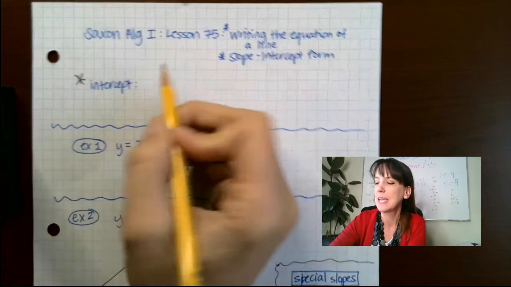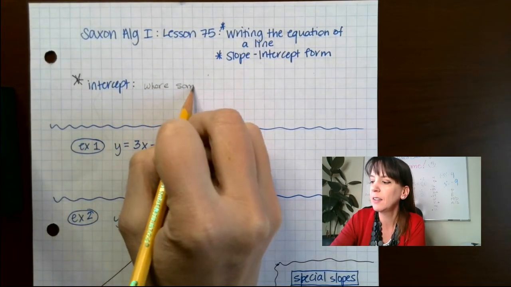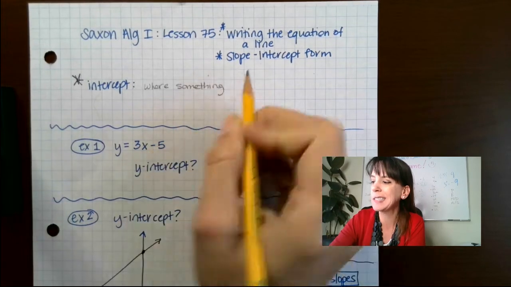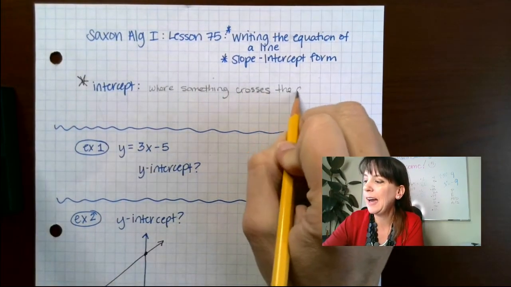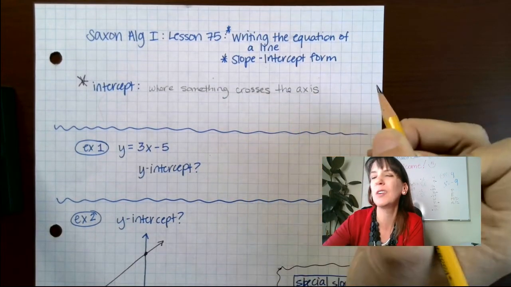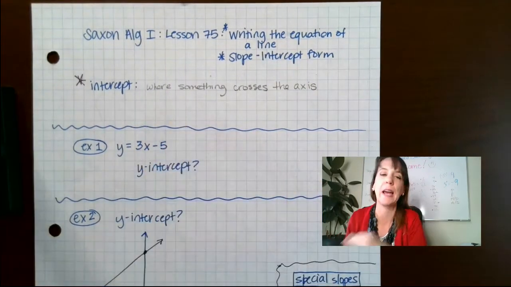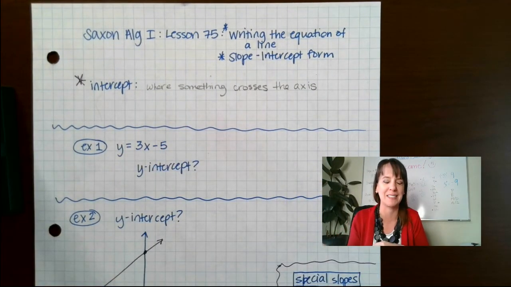Vocabulary, intercept. That is where something crosses the axis. Well, we can just say the axis, but you can, so the x-intercept would be the x-axis, the y-intercept would be the y-axis, y-intercept. I'm sorry, my dog is distracting me.